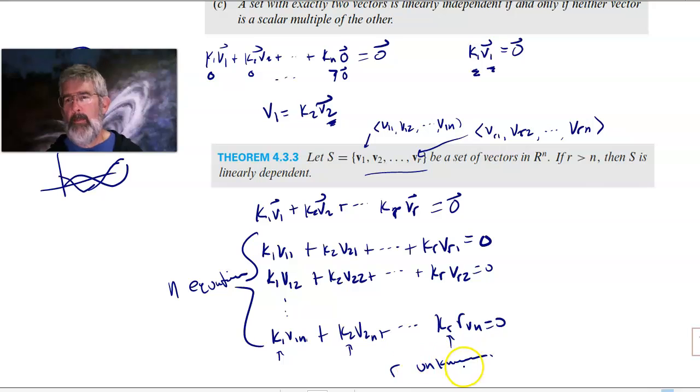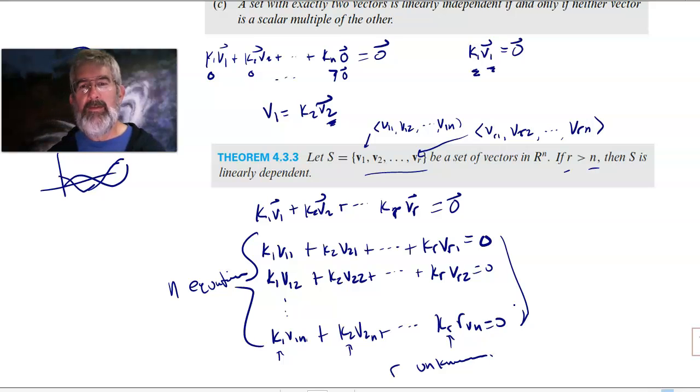If I have more unknowns, r is bigger than n. If I have more unknowns than equations, and it's a homogeneous system, which it is, right? These are all zeros over here on the right-hand side. It's a homogeneous system. You know it has at least one solution, but because there's more variables than equations, when you make the augmented matrix and put it in reduced row echelon form, you'll definitely have a column that has no leading ones. You've got a free variable. You've got infinitely many solutions, which means there's solutions other than having all of the k's equal to 0, and hence they must be dependent.